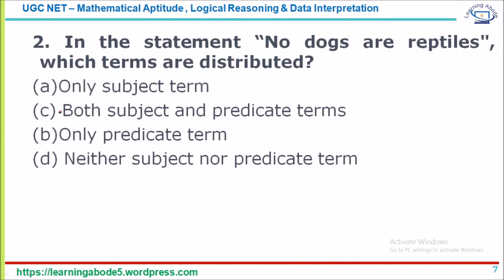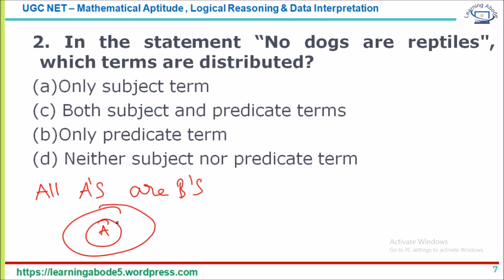Second question, in the statement no dogs are reptiles, which term is distributed? This is a question based on syllogism. Now in syllogism, what is the meaning of distributed? If the reference is to the whole of the class, then the class is said to be distributed. For example, if I say all A's are B's, in a Venn diagram we can represent it like this. This statement is referring to the whole of A. But as far as B is concerned, only part of B is A, whereas the whole of A is B. So A is distributed whereas B is not distributed.